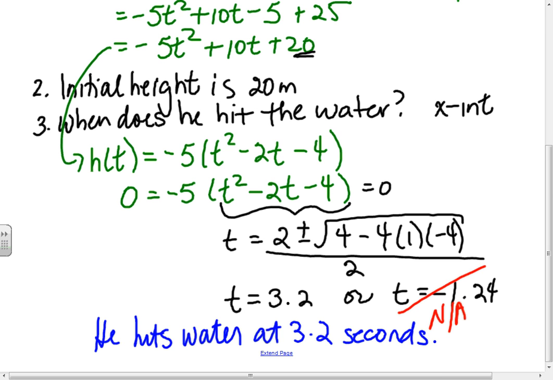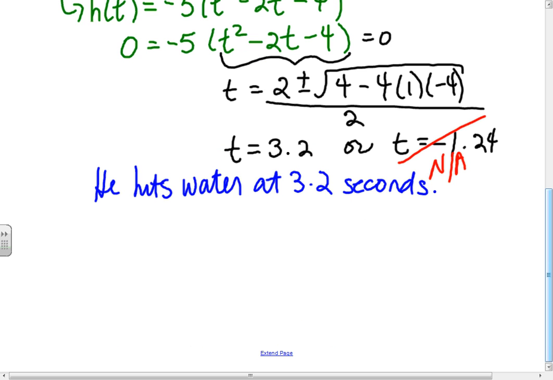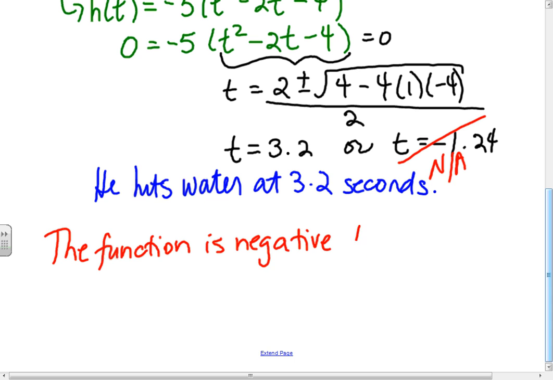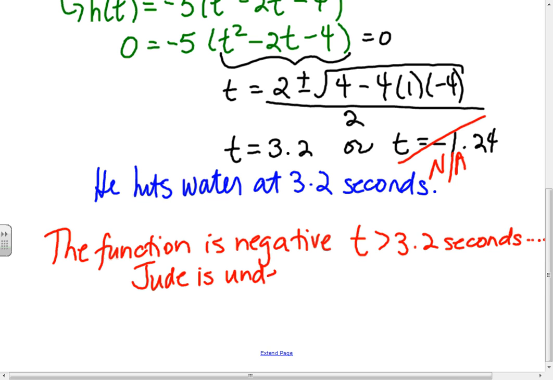When is the function negative? And what does that mean? So not time, but the function itself. The function is negative after 3.2 seconds. And that just means that he's gone under the water. The height is less than 0.